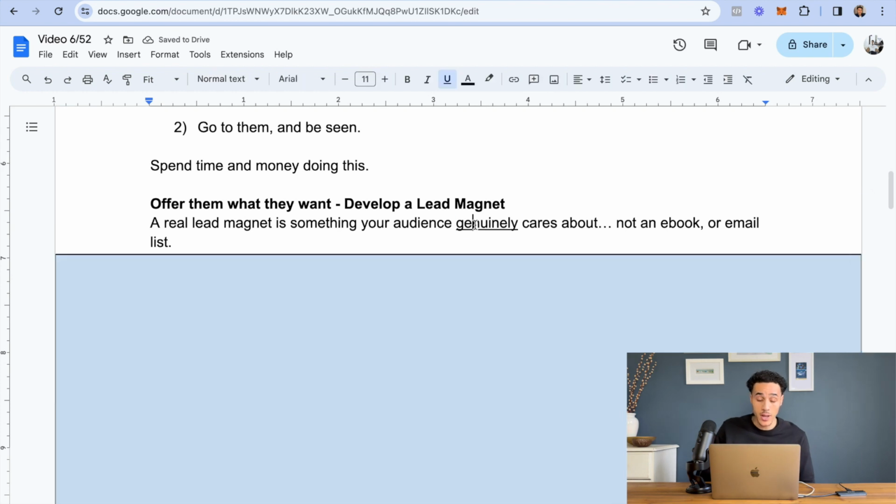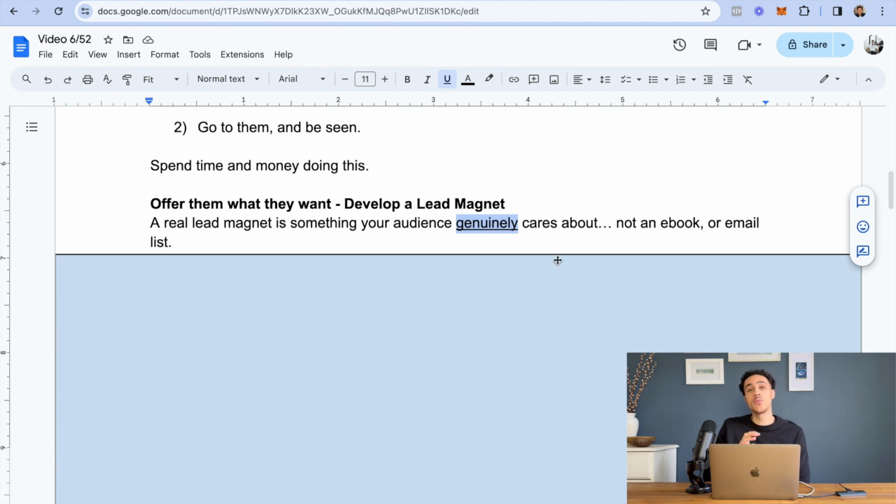I underlined genuinely because they need to genuinely care about it. So it's not an ebook, it's not your email list, it's not something that is important to you, it's something that's important to them. What do they want? Not what you want, what you think they want. What do they genuinely want? Give them that. Give them what they want, okay?